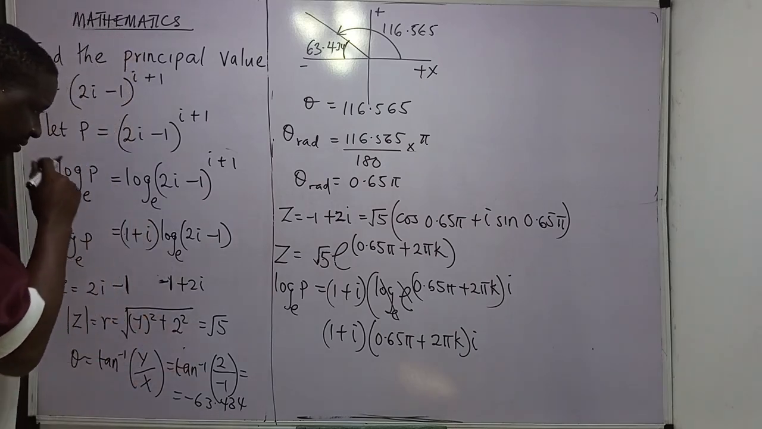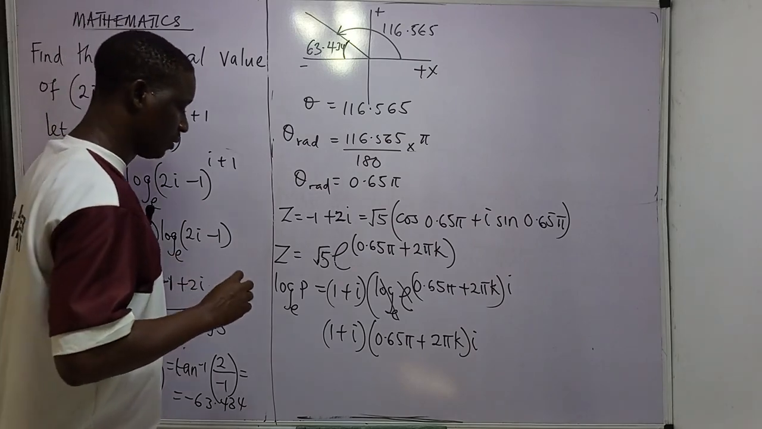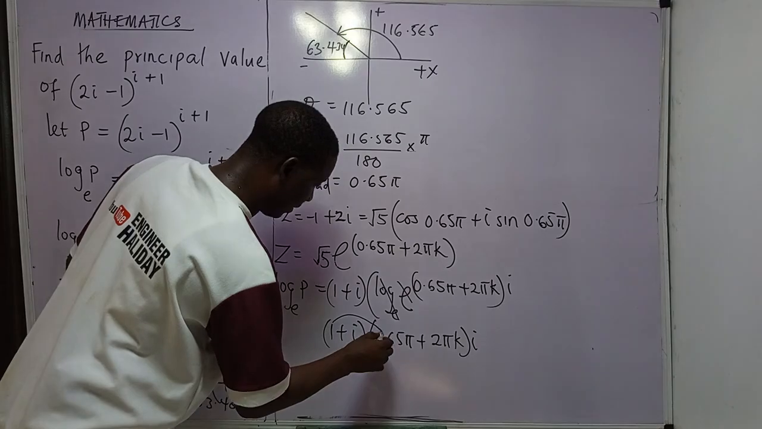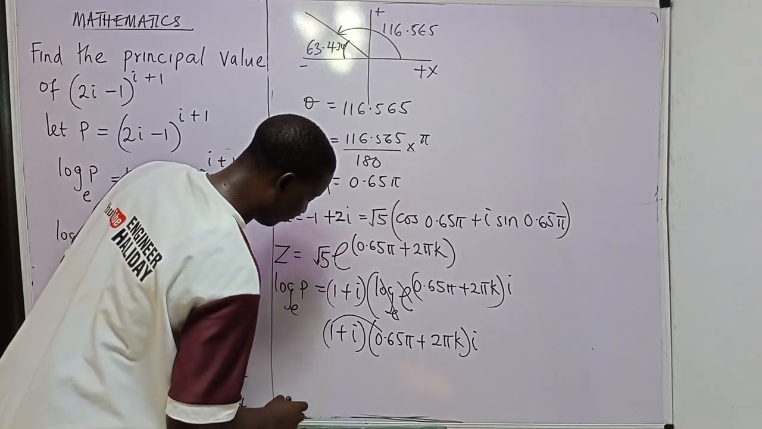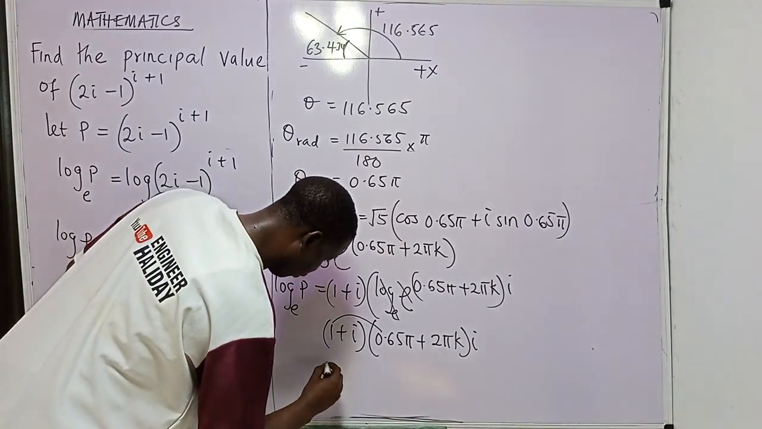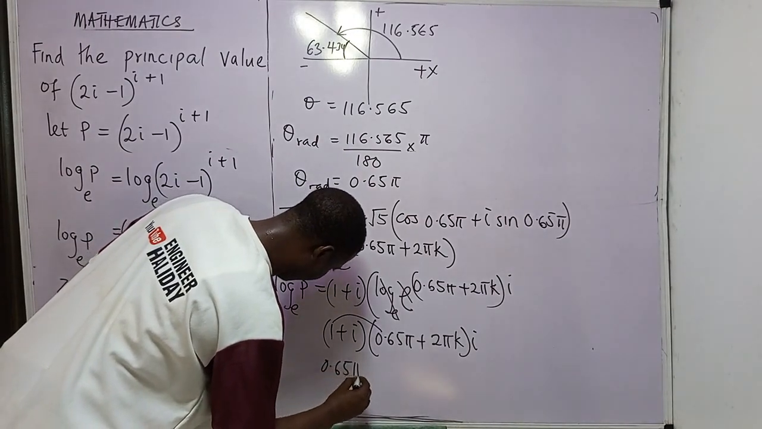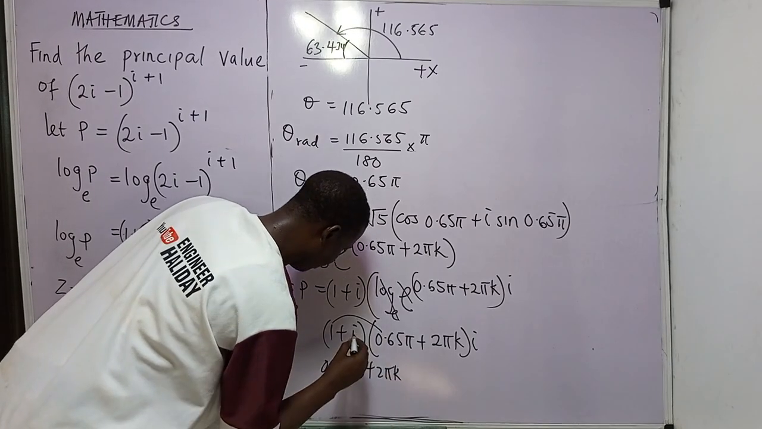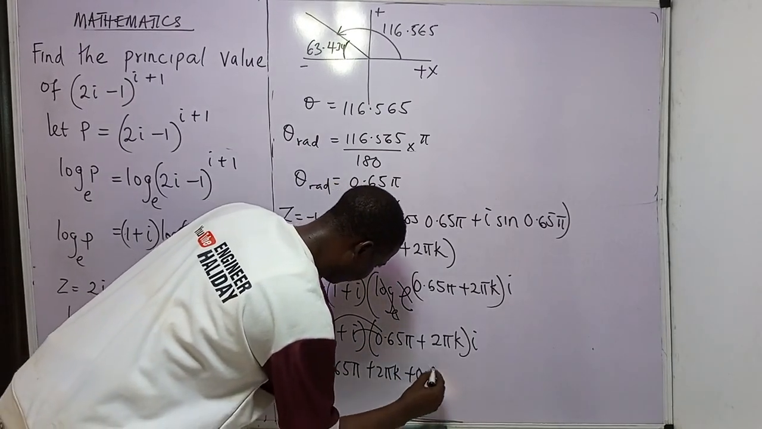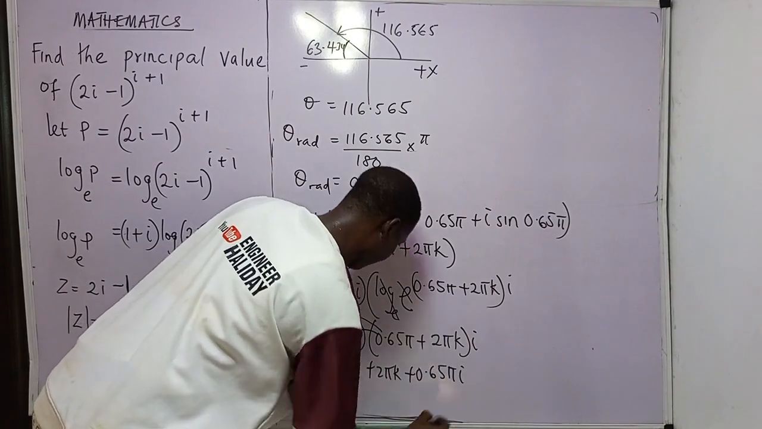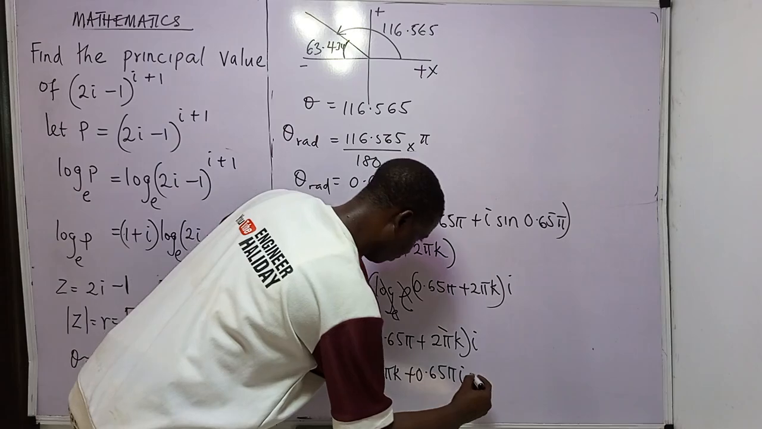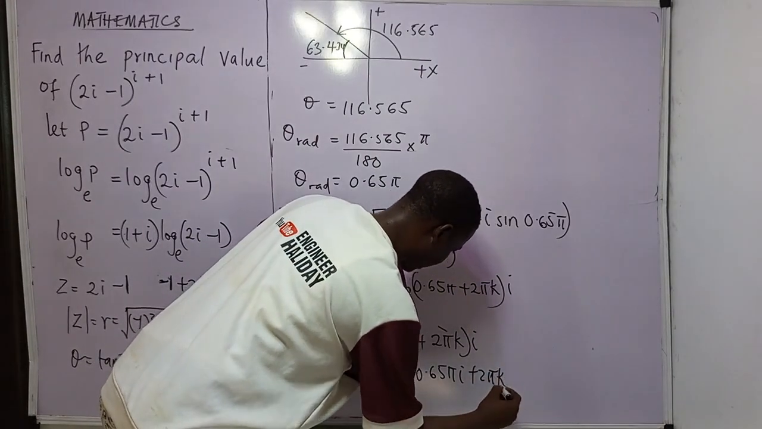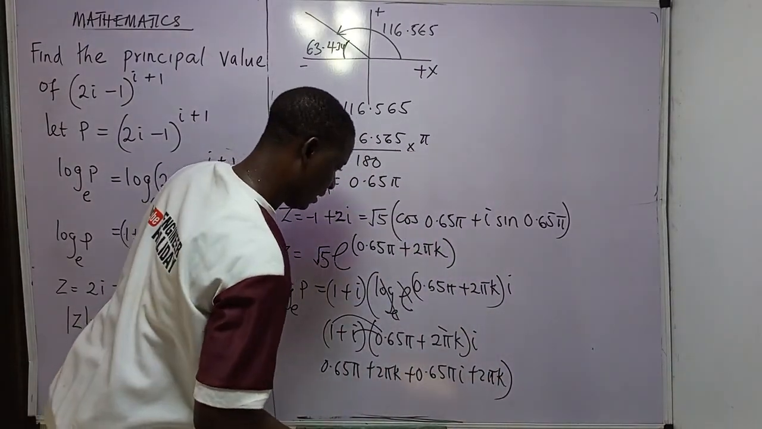So if you get that now, what I want to do is open the bracket and let this one multiply this one. That will give us 0.65 pi, this one multiplied by this gives 2 pi k, plus 0.65 pi i, then this one will give us plus 2 pi k i.